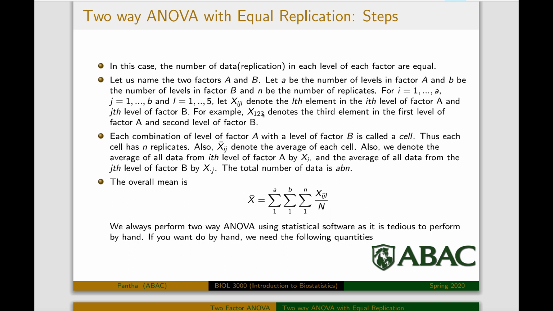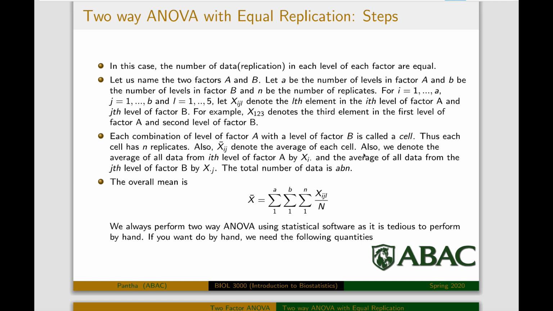Okay, so we will see an example clearly, but most of the time we do this type of problem by R. We don't focus on doing it by hand, because the calculation is so big, but we want to go through the concept, right? How it works. Each combination of a level of factor A with a level of factor B is called a cell. Thus, each cell has n replicates. Also, x bar ij denotes the average of each cell.